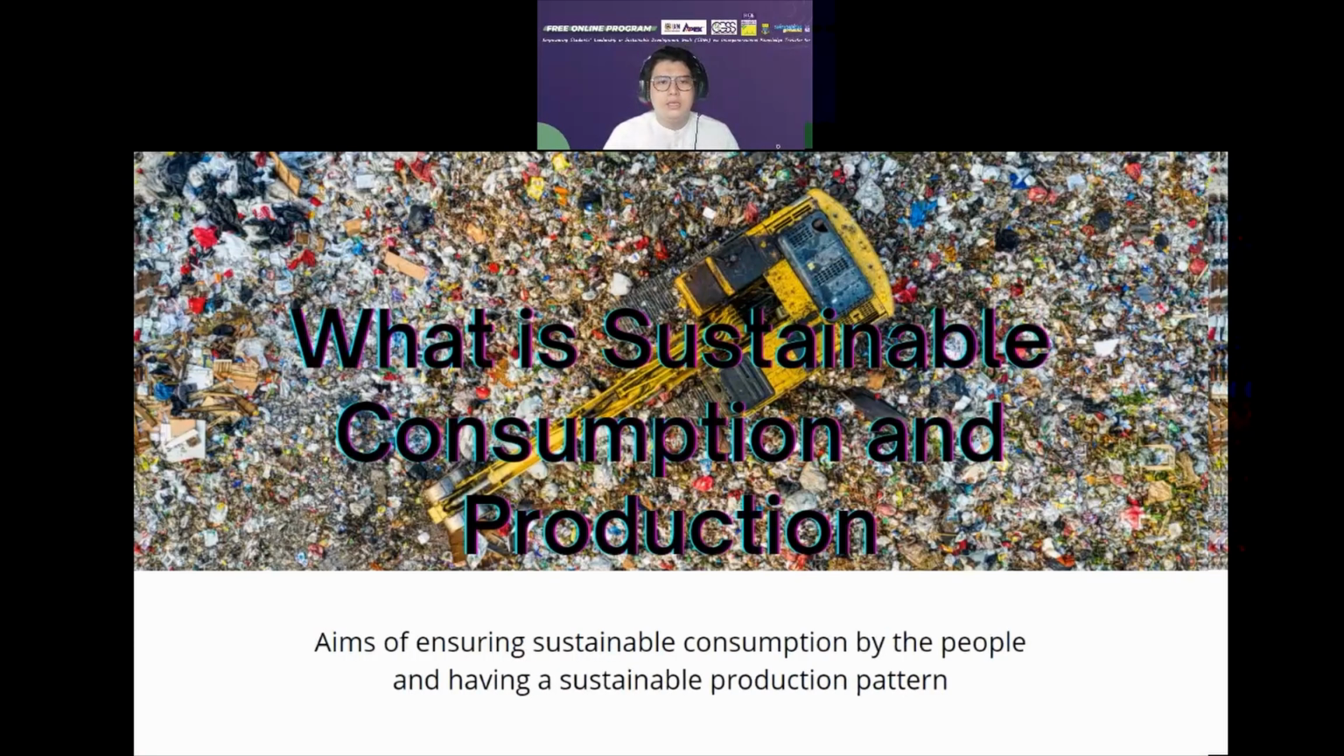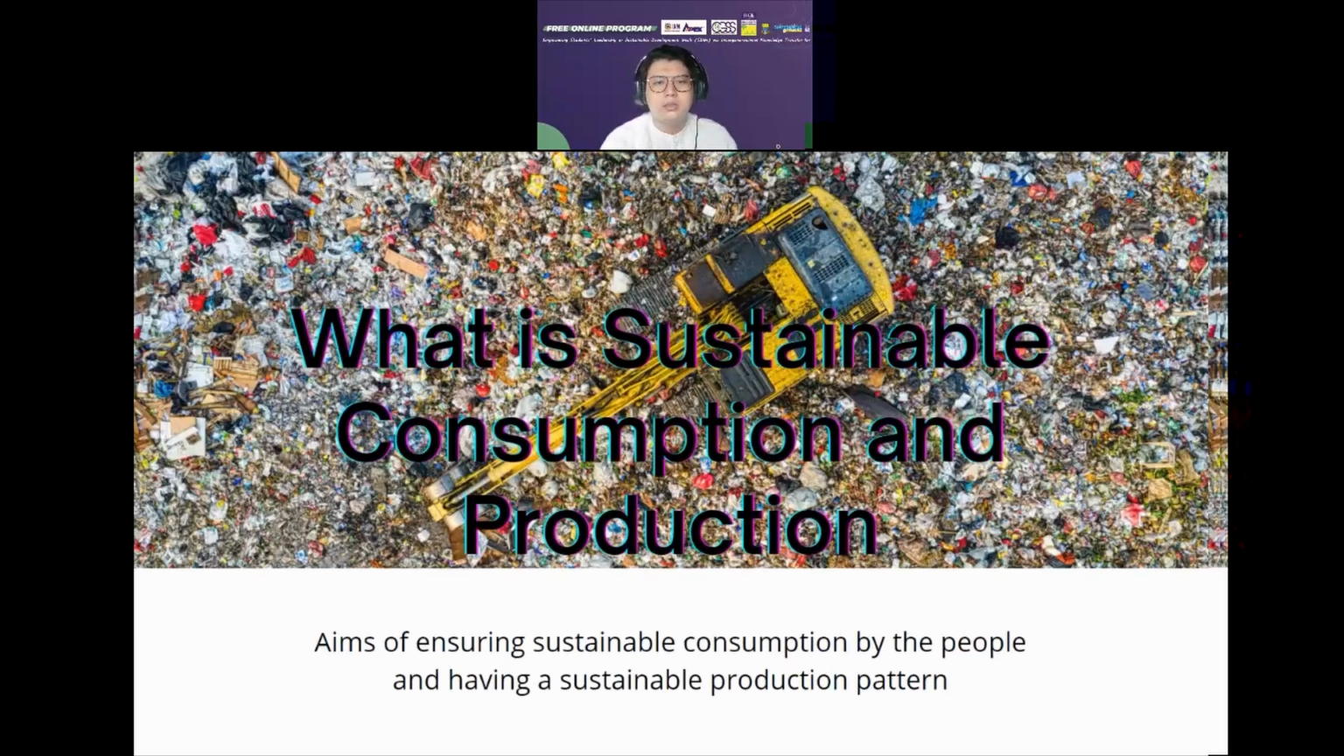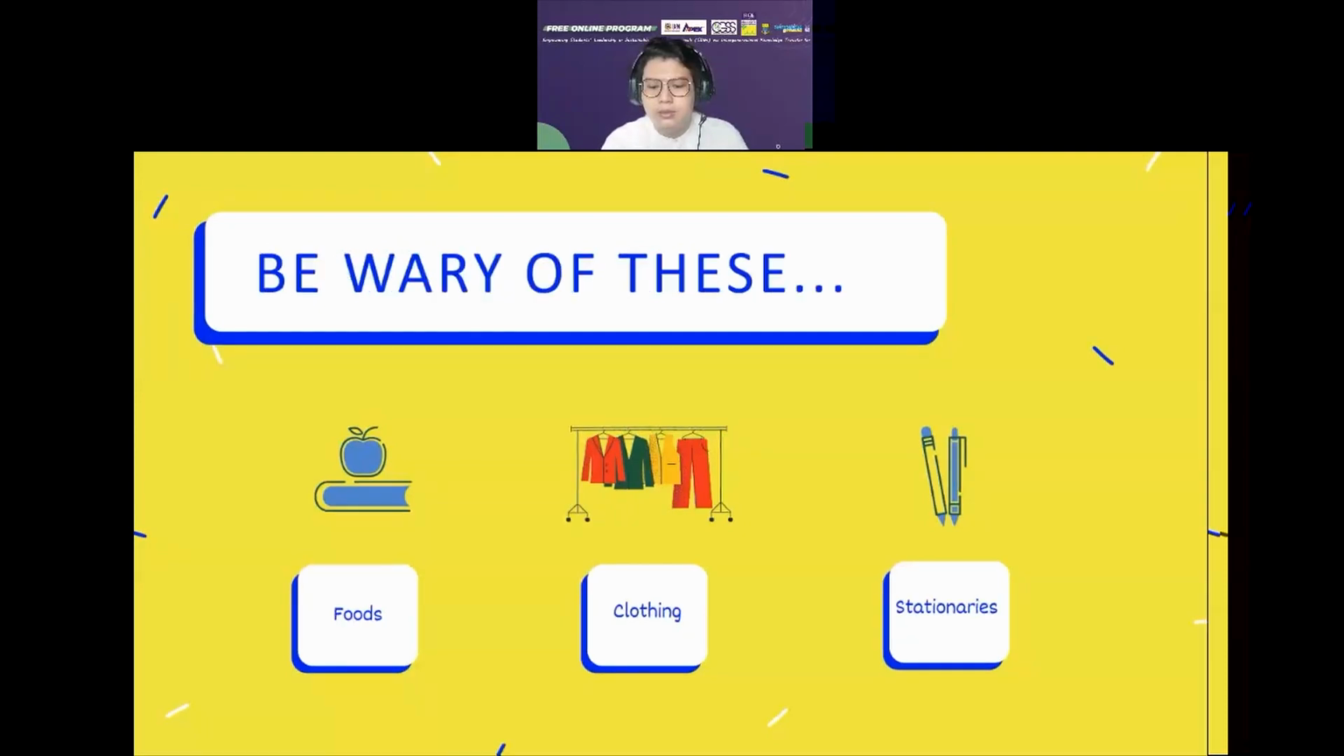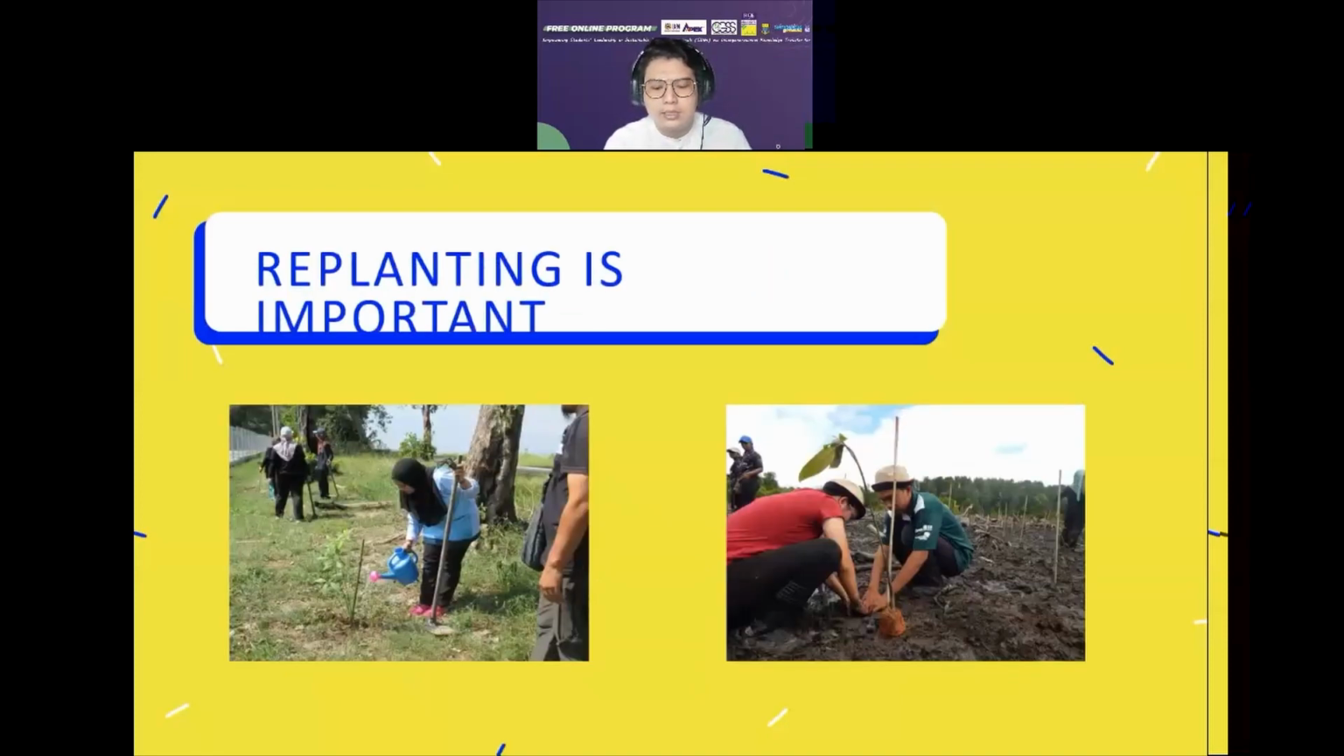So, what is sustainable consumption and production? Sustainable consumption and production aims at ensuring everyone is sustainable in their consumption of products such as foods, clothing, and stationery such as pen, pencil, books, even paper. And this SDG also aims at having a sustainable production pattern, such as replanting trees after cutting them down.